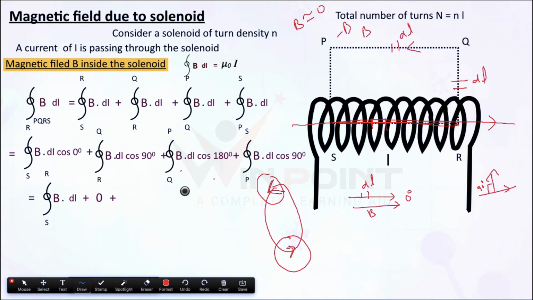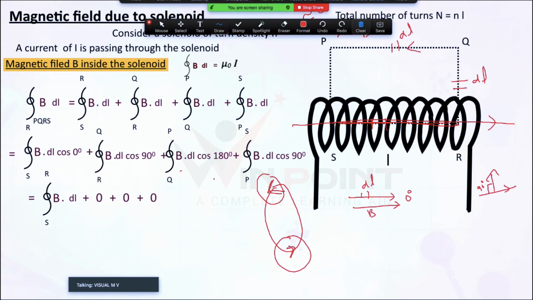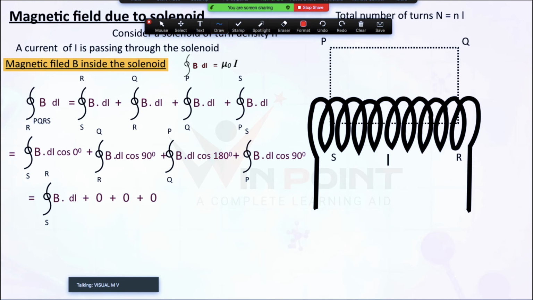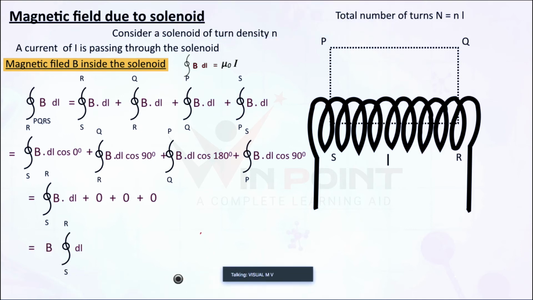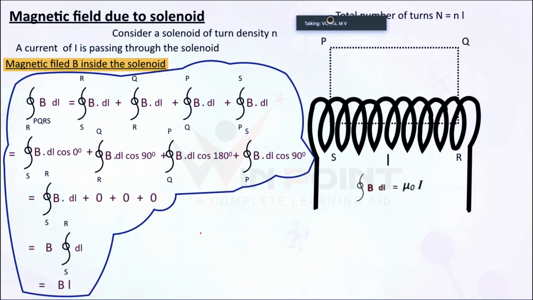So what will be this term? Plus this term, this B is 0. The value of B is 0, then that will be 0. This B dl cos 90, that is also 0. So we have magnetic field along this SR only. B is a constant, we are taking it out, integral S to R of dl. dl is a small length element. If I am integrating it, we will get the entire length, right? So it will be B into L. The first part of the derivation is over.